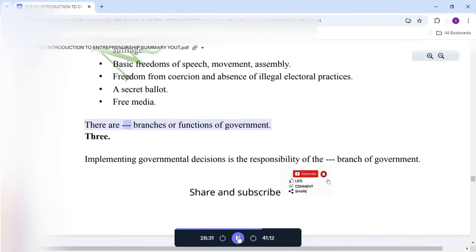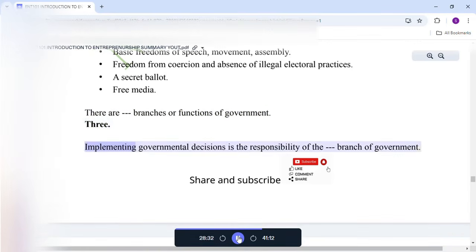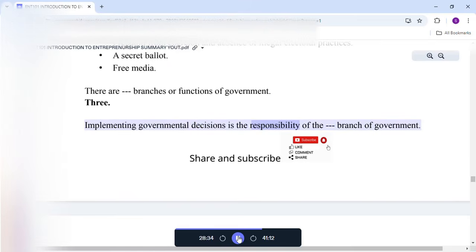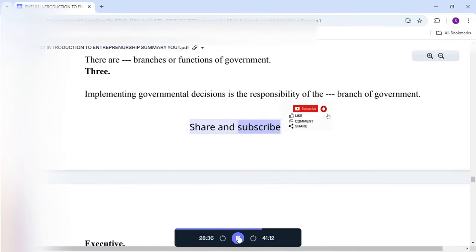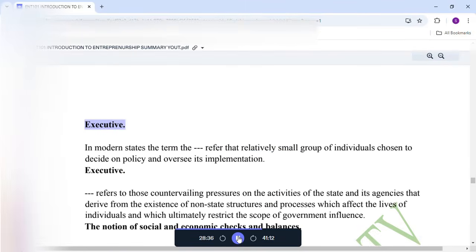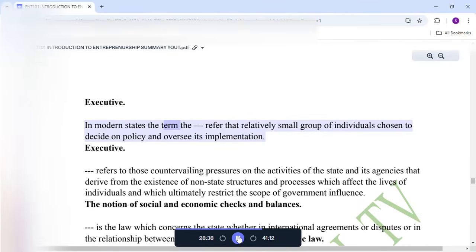There are three branches or functions of government. Implementing governmental decisions is the responsibility of the executive branch of government. Executive. In modern states the term the executive refers to that relatively small group of individuals chosen to decide on policy and oversee its implementation.